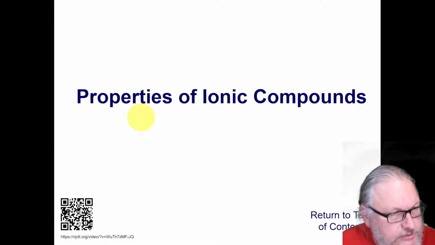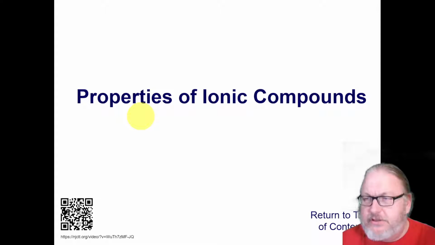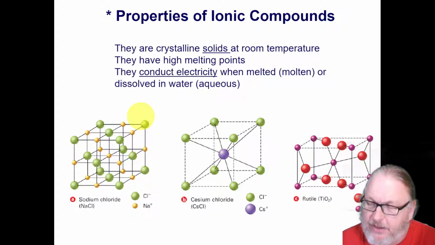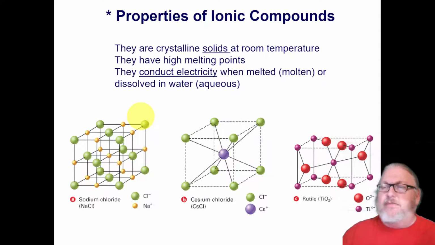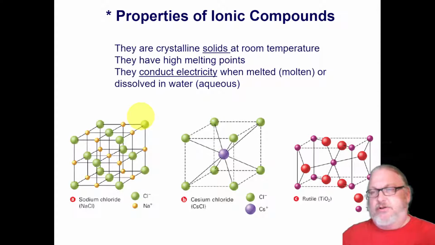Now, let's talk real quick about the properties of ionic compounds. And we see these things every day. All right. Now, ionic compounds are going to be crystalline solids at room temperature. What do we mean by crystalline solids? What we mean by that is that they have a structure, a geometric cubic, tetrahedral structure. All right, because of this and because of the strength of that bond, they're going to have very high melting points, extremely high, like thousands of degrees.